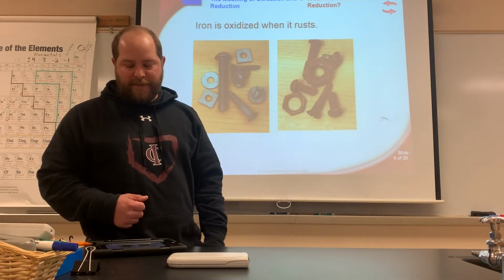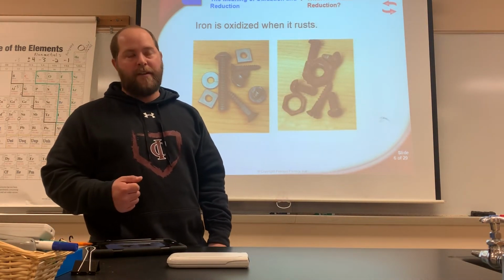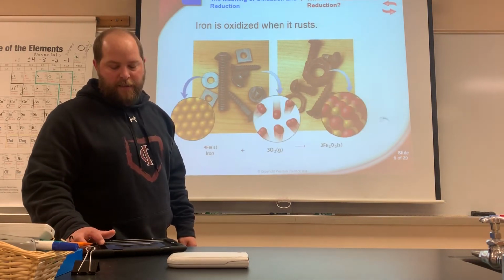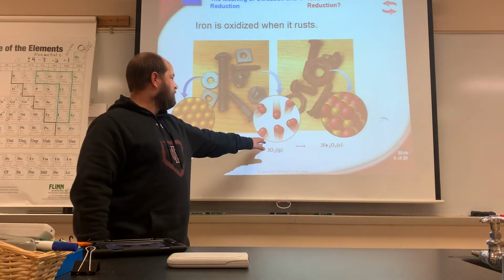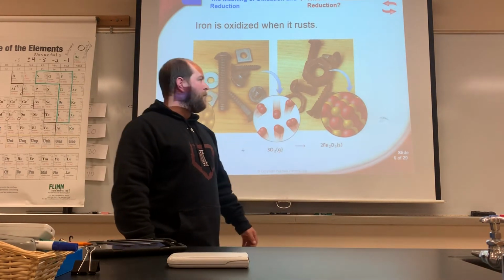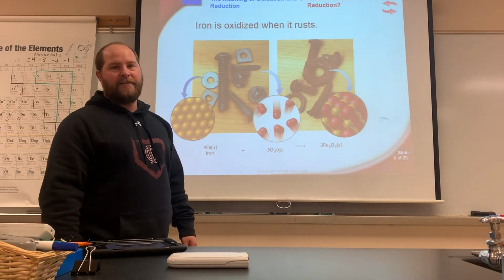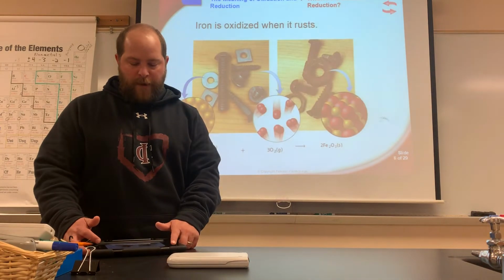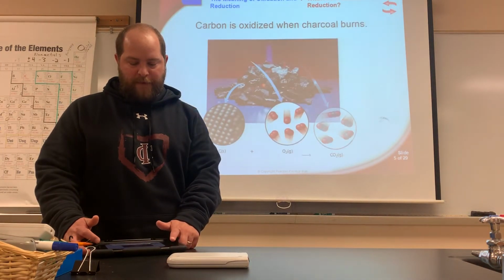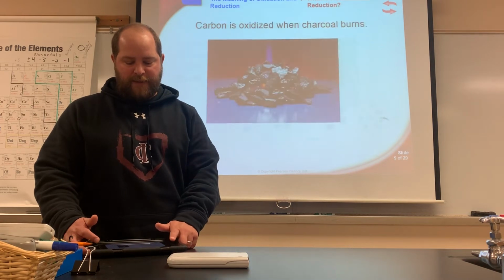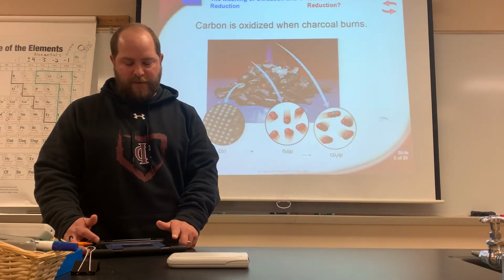Another example of this, like the car example, is with iron. You have pure iron right here, and when it rusts, it's gaining oxygen from the air, and it's turning into the iron oxide compound here. So it's being oxidized. Okay, so that's one way. Let me go back. I'll just do a quick summary. That's one way to define an oxidation reduction reaction.